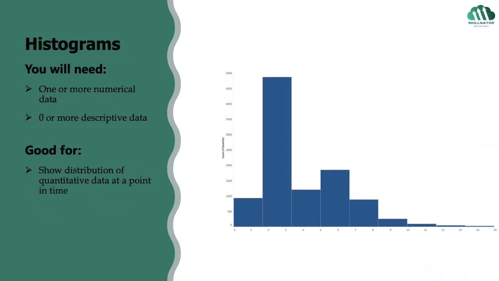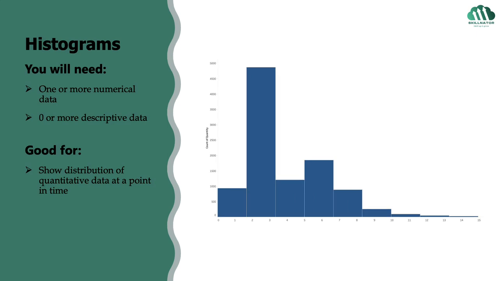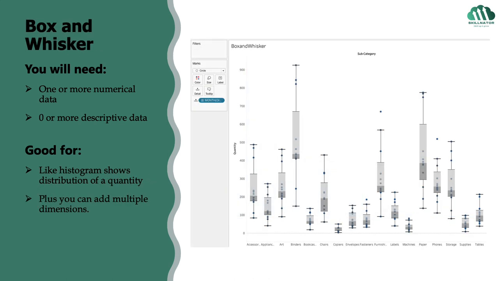Moving on, we have a histogram. A histogram shows a distribution of a quantitative value at a particular point in time. For example, this chart shows that out of all the orders that were received, most orders had a sales quantity of 2 to 3 units. An advancement to the histogram is a box and whisker plot.